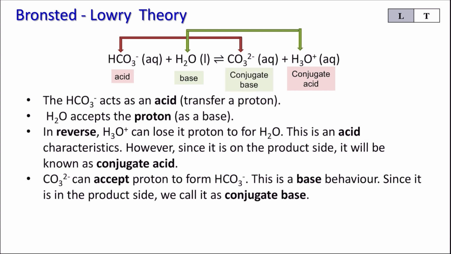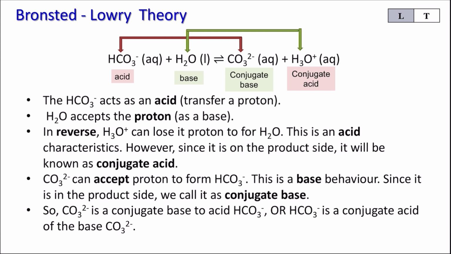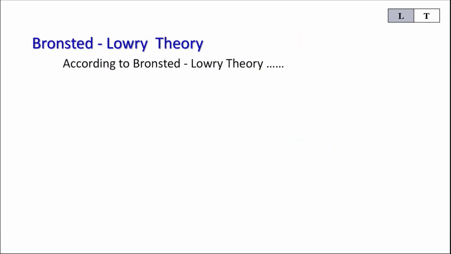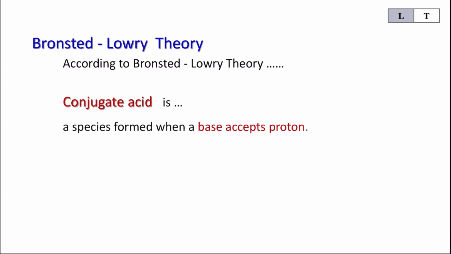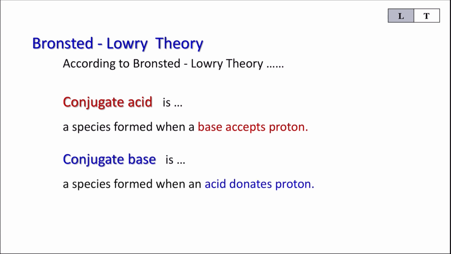So CO3 2 minus, kita boleh conclude is a conjugate base to acid HCO3 minus, ataupun HCO3 minus is conjugate acid for the base CO3 2 minus. So dia boleh jadi dua-dua. Cuma beza kat sini, ini sebagai conjugate base, ini sebagai conjugate acid. So according to Bronsted-Lowry theory, kita dah faham tentang conjugate acid, iaitu a species formed when base accepts proton. However, for conjugate base, a species formed when acid donates proton.